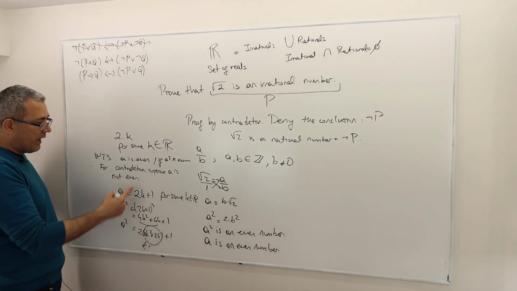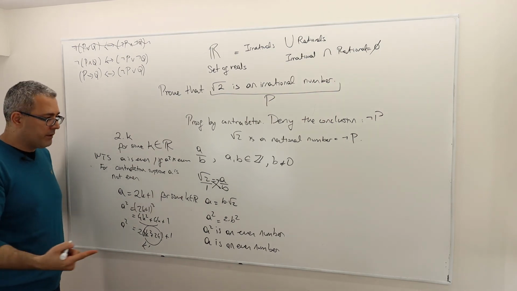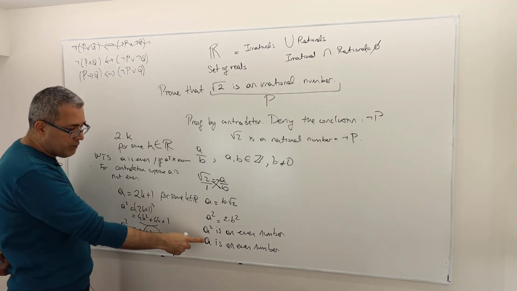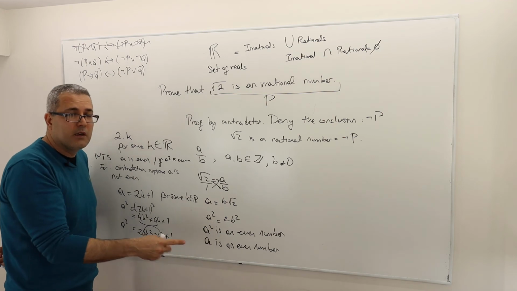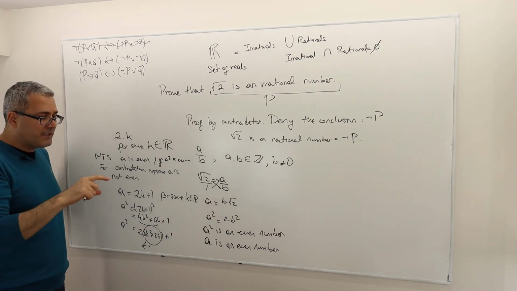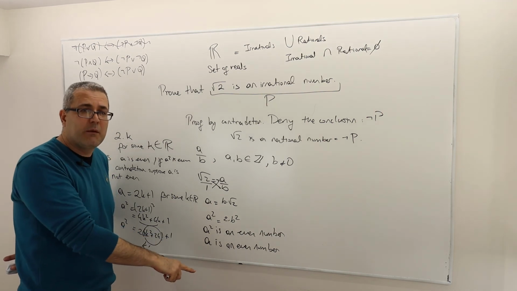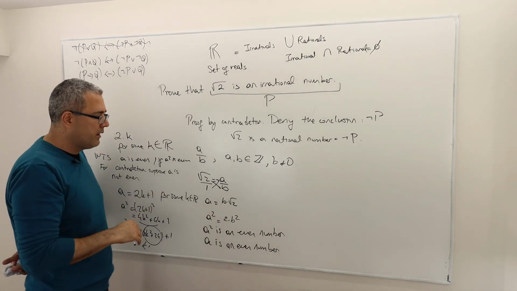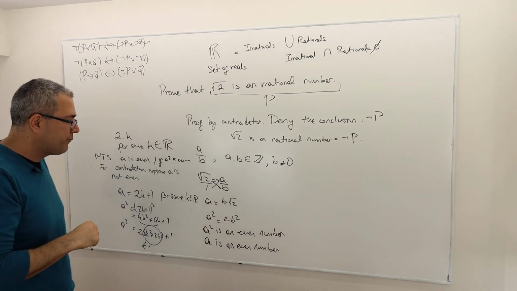That means A squared is an odd number. But remember, my assumption was A squared is an even number. So I got a contradiction. So I close this box and say A must be an even number then. Okay? So that's a proof within a proof.